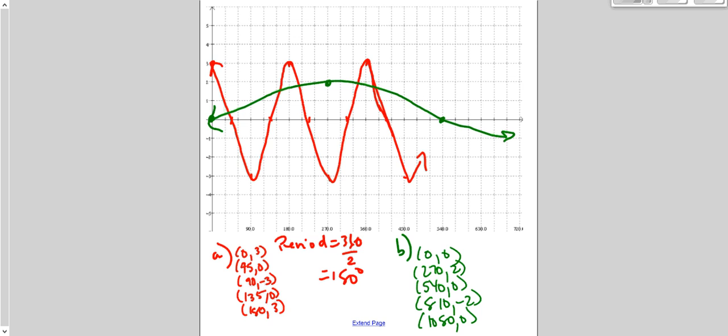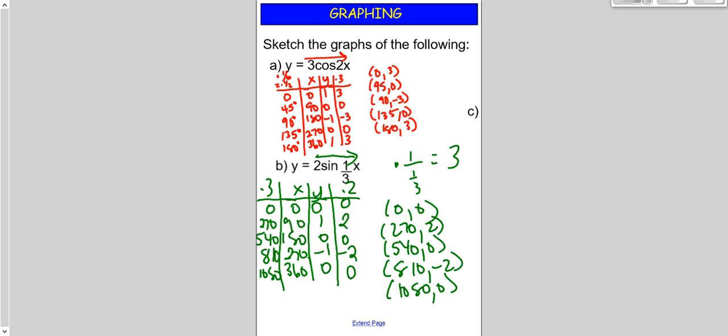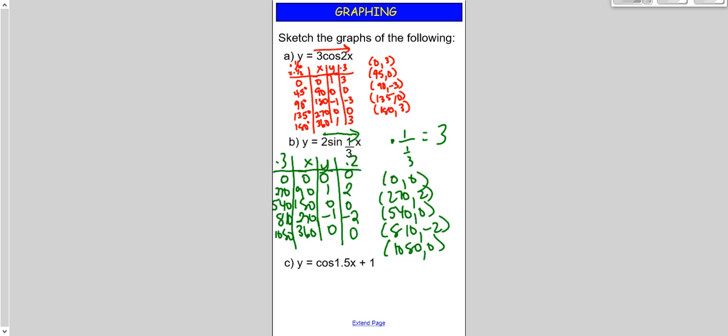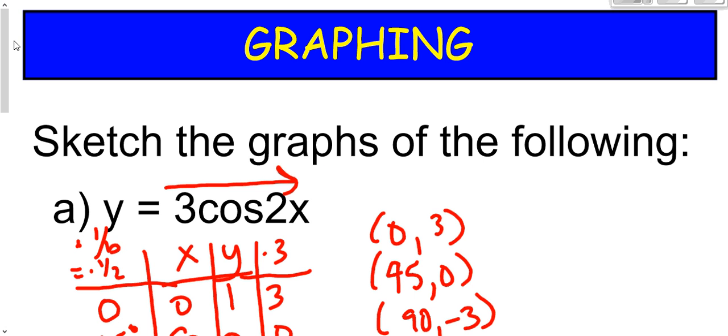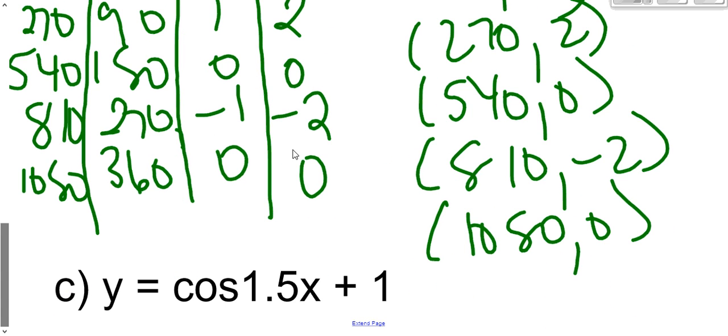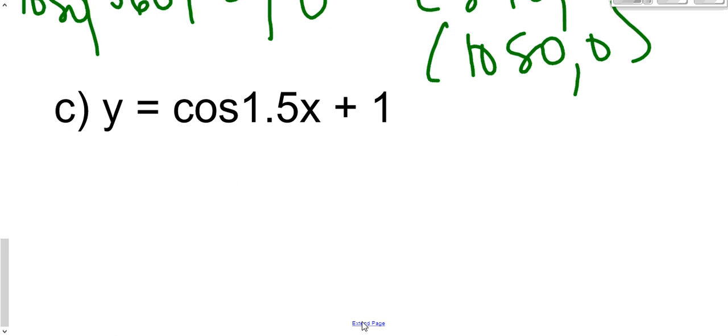All right. Well, let's take a look at the last one. The last one, C. Okay, it's down here. I'm actually going to change my view because it's a little small down there. So let's look at the entire page. Blow it up big. All right. So the cosine graph, starting with my base graph.